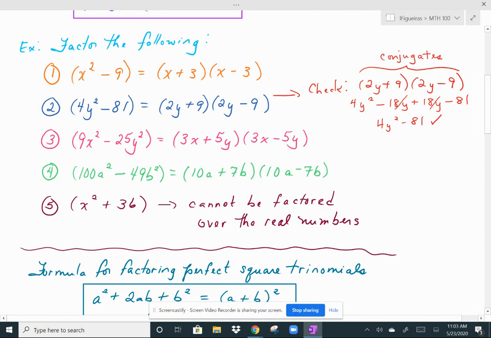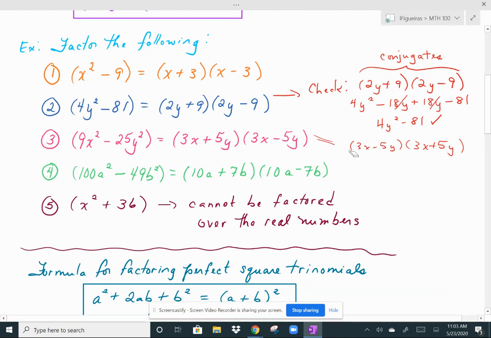All right, next example, 9x squared minus 25y squared. This is also the difference of perfect squares. This one's a little different in that I have variables in both positions, but the square root of 9x squared is 3x. Square root of 25y squared is 5y. So your factors are 3x plus 5y and 3x minus 5y. If you write them in the opposite order, 3x minus 5y and 3x plus 5y, that still means the same thing. So either way, these are equivalent.